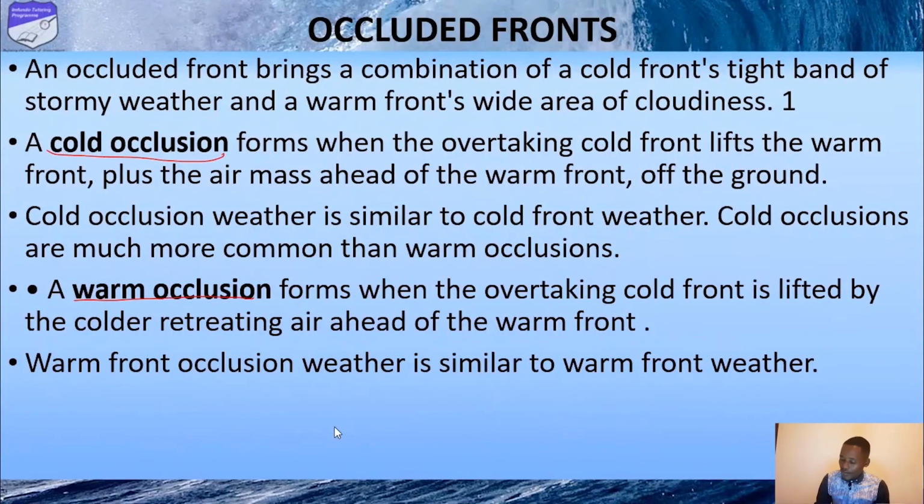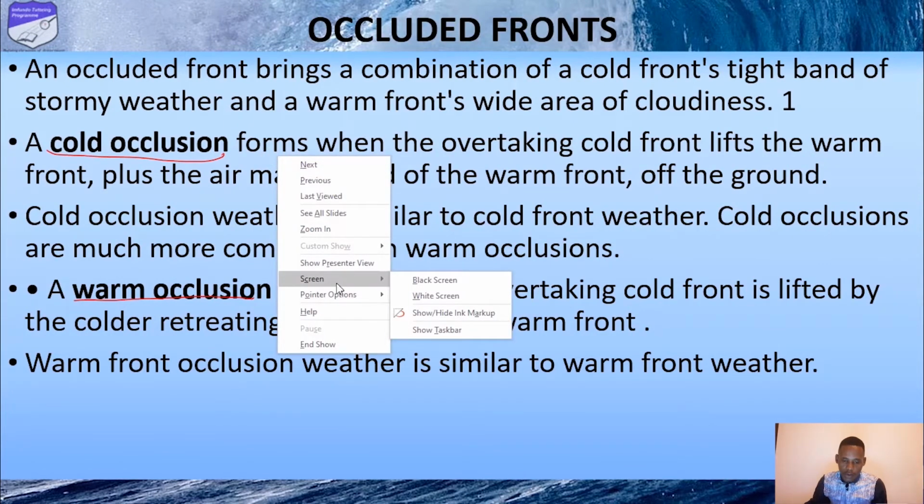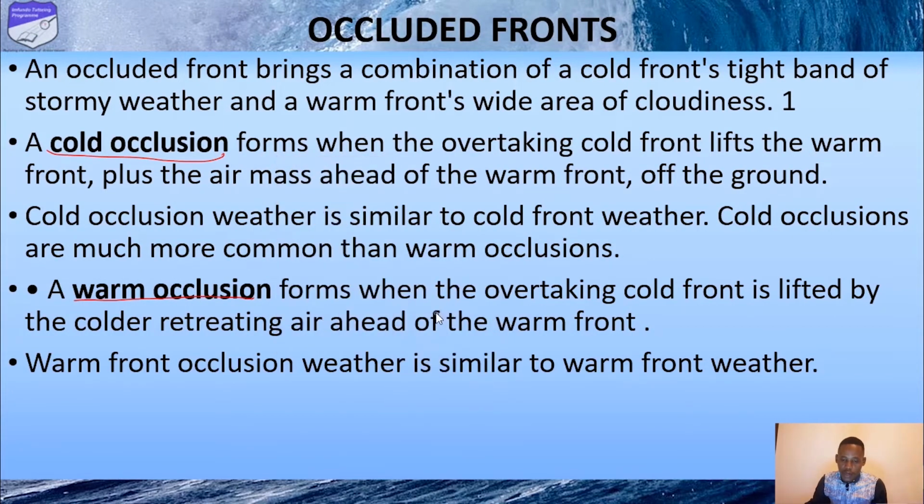Now within our occluded front, guys, our occluded front is separated into two parts. We've got a cold occlusion and a warm occlusion. Now I want you to pay very good attention to this one, because it can be a bit confusing at times. A cold occlusion is what mostly happens. Let me draw just a simple diagram to explain this.